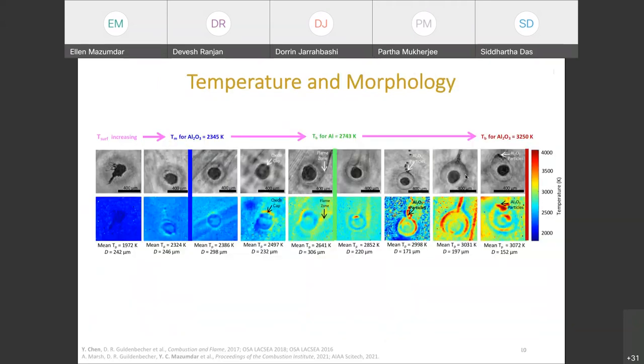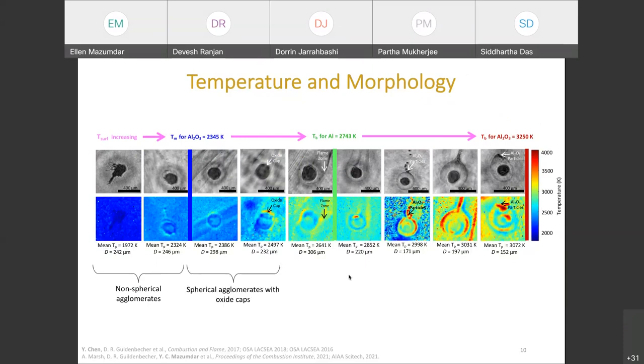If you're more interested in the combustion physics, one of the things that we see that's really interesting is the change in morphology as a function of average particle temperature. At the low end, these are low temperatures, if you can see my mouse, and at the high end on the right side are the high temperatures. So at low temperatures below the melting point of aluminum oxide, we get a lot of non-spherical agglomerates, things that haven't agglomerated or melted.